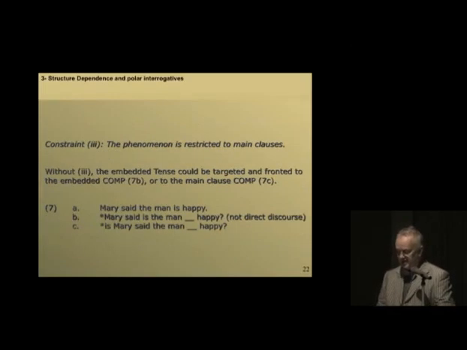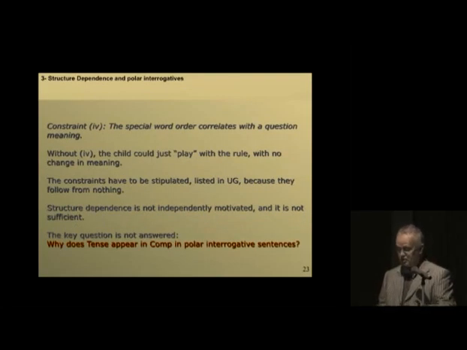The third constraint is that the phenomenon is restricted to main clauses. Without three, the embedded tense could be targeted and fronted to the embedded comp or to the main clause, and this would be a perfectly okay structure, but we don't get that. And finally, the fourth constraint is that the special order correlates with a question meaning. Why is that? Without four, the child could just play with the rule with no change in meaning. But, of course, that's not what happens.